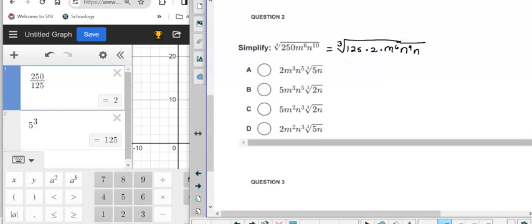All right, let's start taking out the perfect cubes. The cube root of 125 is 5. That comes out of my radical. Here m to the 6 divided by 3 is 2. That comes out of my radical. And then 9 divided by 3 is 3, and that comes out of my radical. And then what do I have remaining? I have 2n.